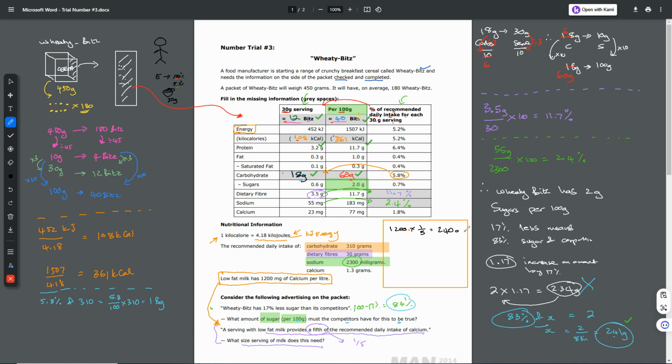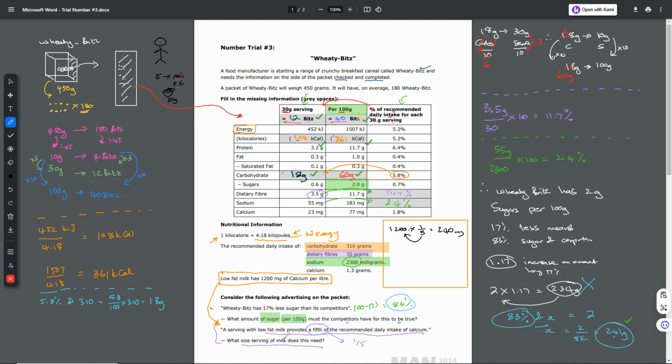240 milligrams. Yeah. All right. 240 milligrams. A serving with low-fat milk provides a fifth of the recommended daily intake of calcium. Now it says here low-fat milk has 1,200 milligrams of calcium. What we have actually found now is a fifth of the calcium, right?